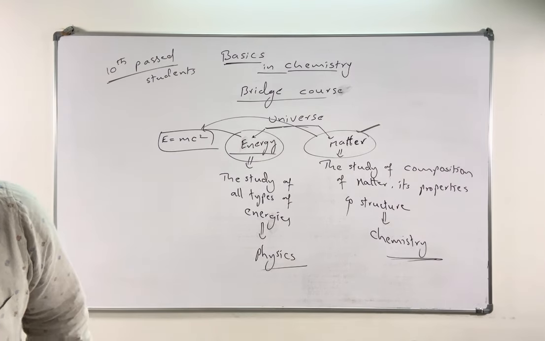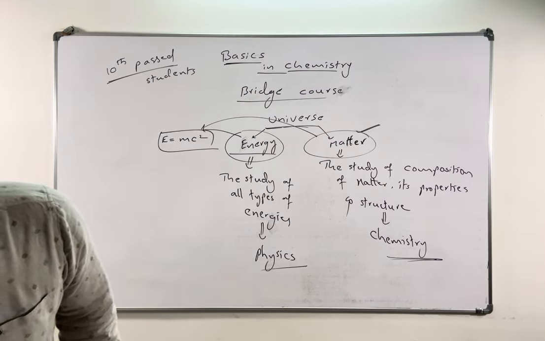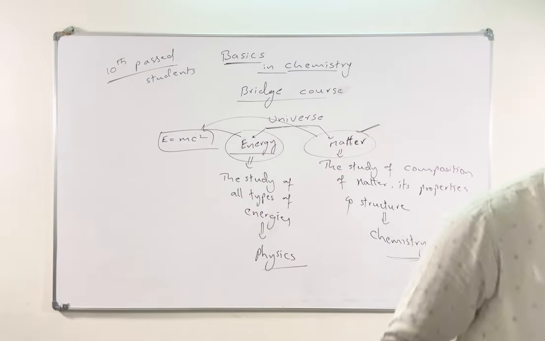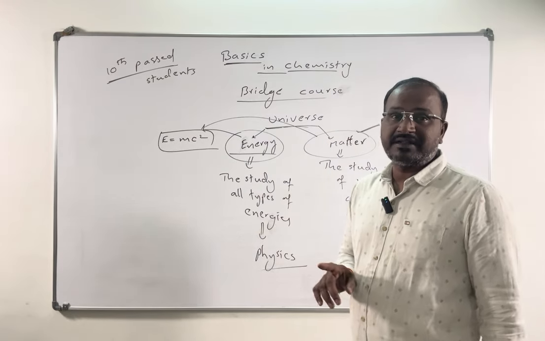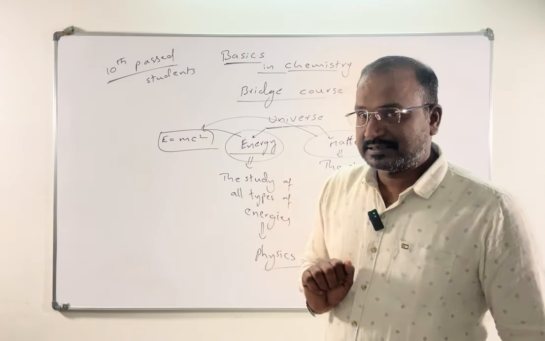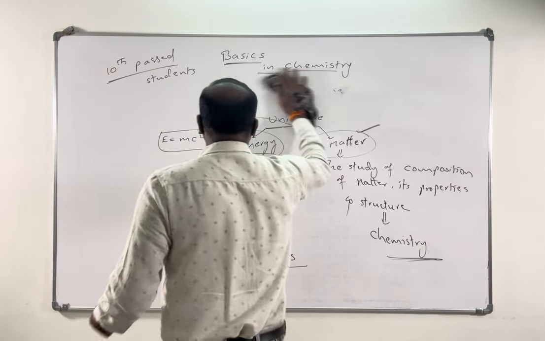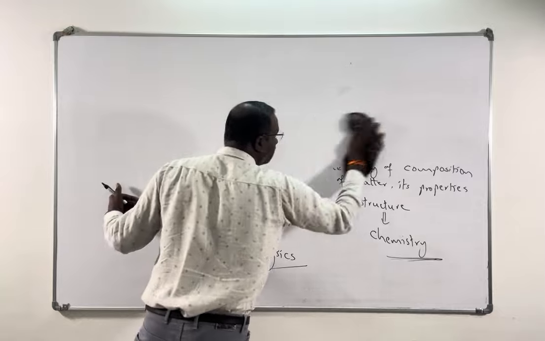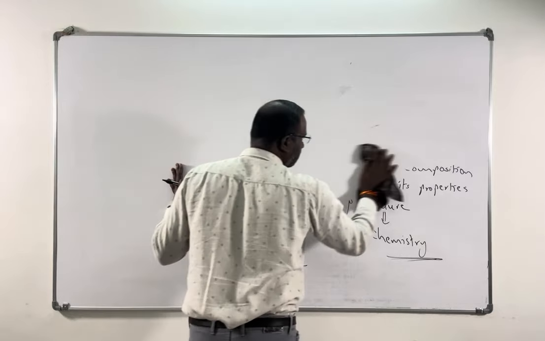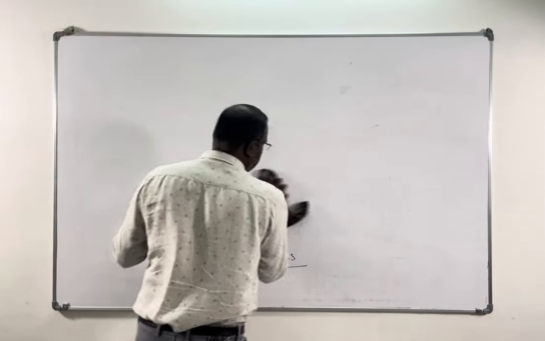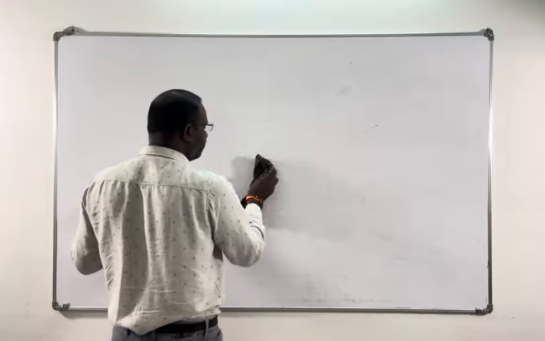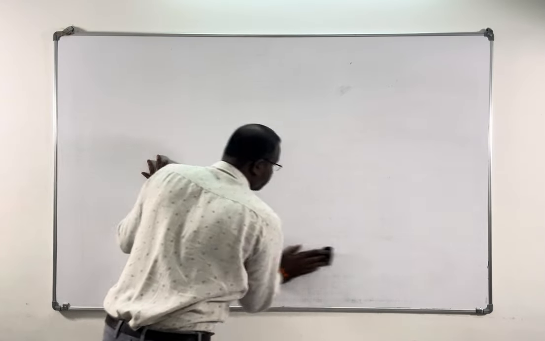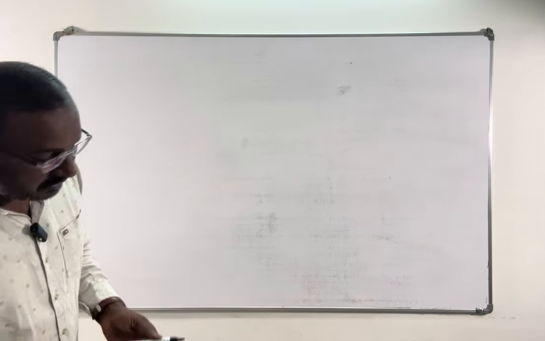Now, this chemistry we can divide into four parts. For simplification, chemistry has been divided into four parts. So, let's go through the parts of chemistry.